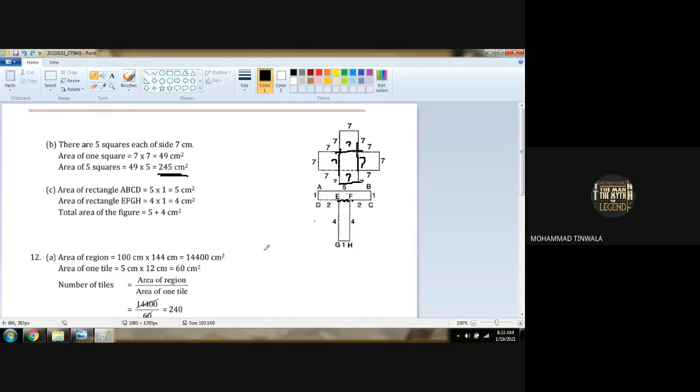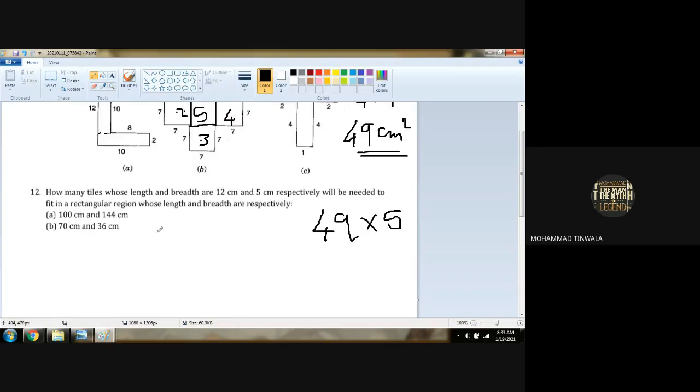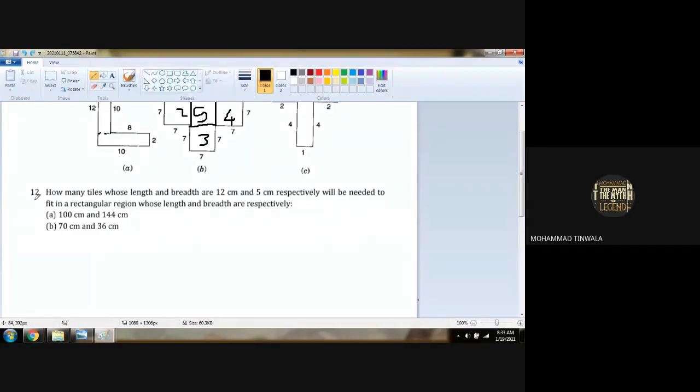Okay. Chalo, question number 12. Who will read this? Chalo. Question 12, please. How many tiles? Come on, boys. How many tiles whose length and breadth are 12 centimeter and 5 centimeter respectively? Now listen, wait. How many tiles whose length and breadth is given?